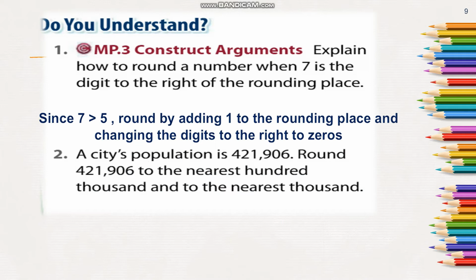Question number 2. A city's population is 421,906. Round 421,906 to the nearest 100,000 and to the nearest 1,000. So first, we're going to round to the nearest 100,000. So where is the 100,000? This is the 100,000 place, which is the digit 4.